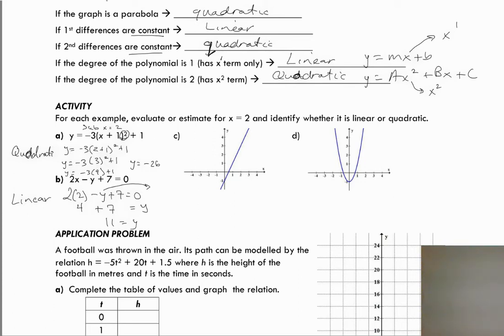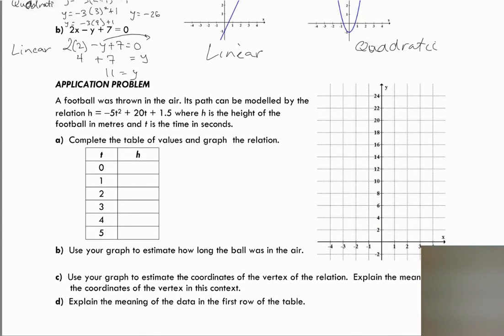Now, obviously, look at C. C is a straight line, so that's linear. D is a U-shaped curve, that's quadratic. It's as simple as that when it's so obvious. Okay, how can we deal with an application problem?